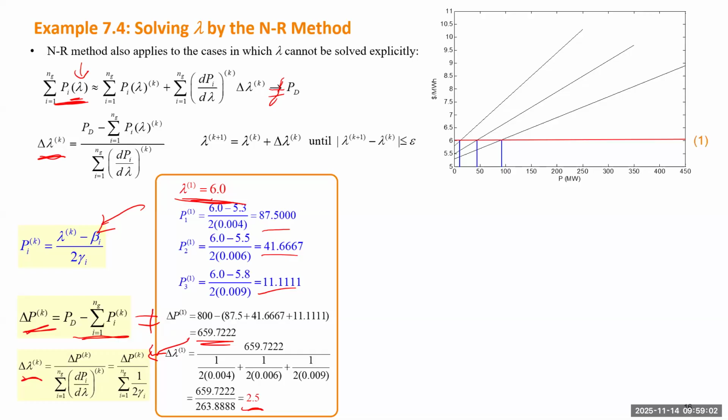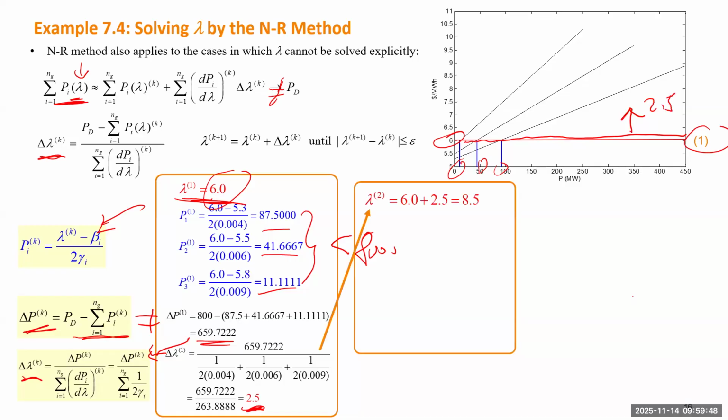Okay. So if you visualize what happened, in your first step, you arbitrarily pick a price. There are three lines indicating the incremental cost. I don't know where I need to operate those 3 power plants. Let's arbitrarily pick a value, which is 6. So you will draw a horizontal line at 6. It will intersect with the 3 lines at 3 values. Those 3 values added together are only about 100, much less than 800. But don't worry, in the Newton-Raphson process, you need to go up by 2.5.